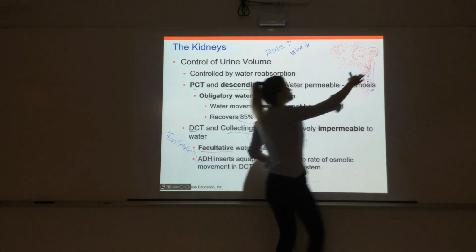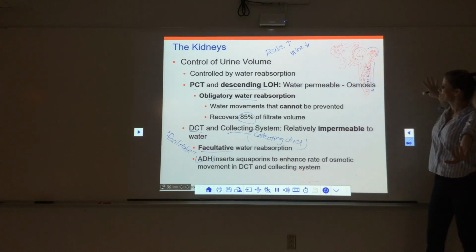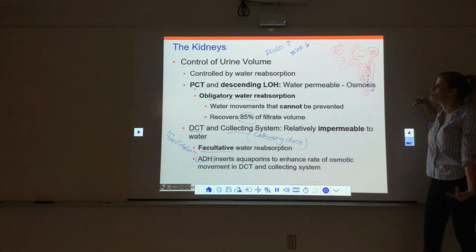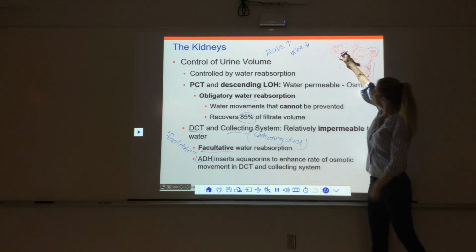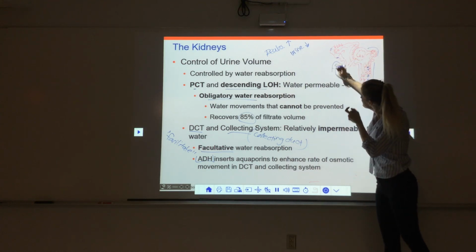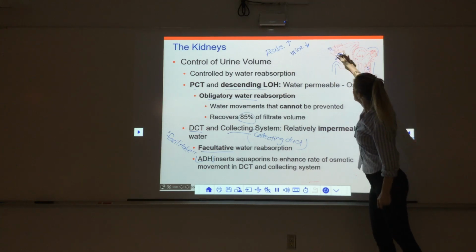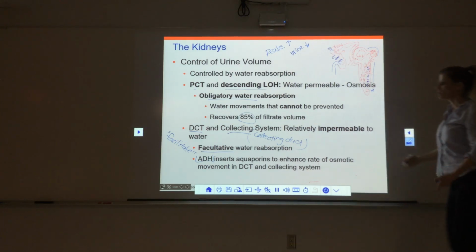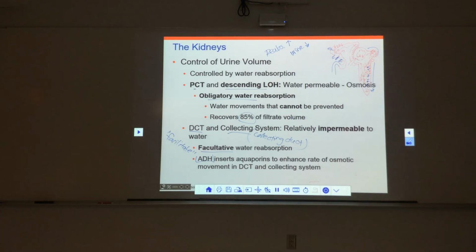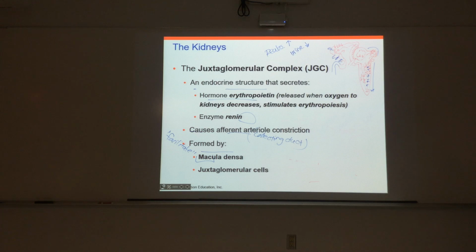Okay? This amount that we reabsorb in the PCT and in the loop of Henle is obligatory. We're going to do it no matter what, we can't change it. However, we can insert little pores in the distal convoluted tubule and then here in the beginning of the collecting duct. And that allows us to reabsorb extra water to increase our blood volume and increase our blood pressure and keep some of that water, like in states of dehydration or bleeding or whenever we wouldn't want to lose that extra water. Is that okay?